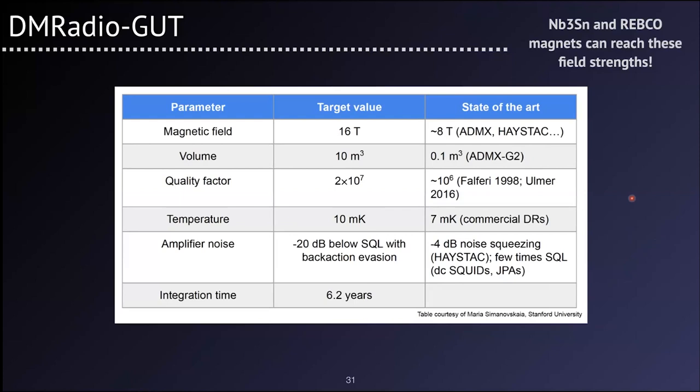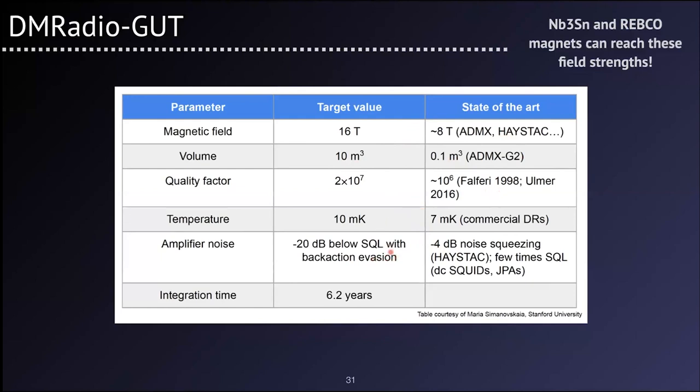So at that point, we're looking towards state-of-the-art magnetic fields. It's notable that niobium tin and REBCO magnets can actually reach field strengths as high as about 16 Tesla. We're looking at volumes of about 10 meters cubed, as well as quality factors of about 2 times 10 to the 7. We're assuming we can hit base temperatures of about 10 millikelvin or so. So these are target values, and then here you can see state of the art.